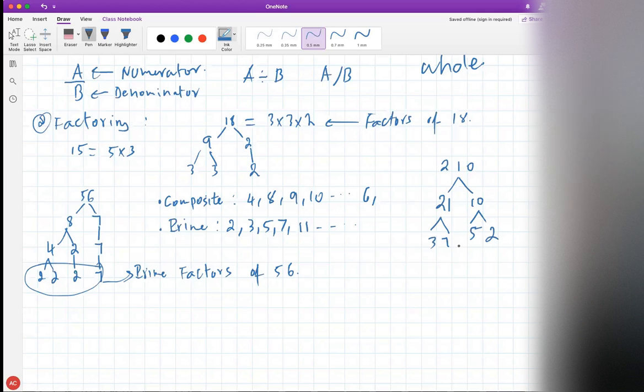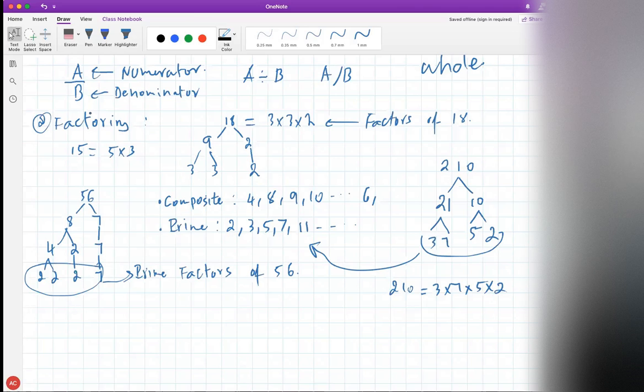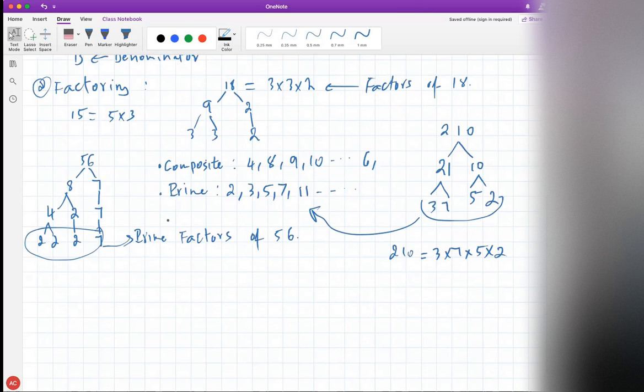We can't do anything here, so all these are prime numbers. 3, 7, 5, 2, they're all prime numbers. So 210 is the same as 3 times 7 times 5 times 2. These are the prime numbers, and these are the factors. And that's why we call it factoring. So factoring is basically just breaking down a number into its prime factors. Okay, that's all there is to it, just breaking down numbers.